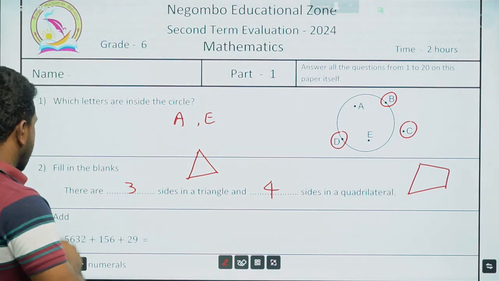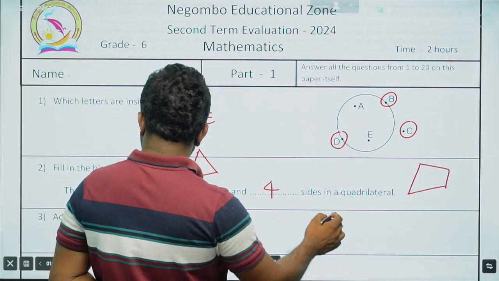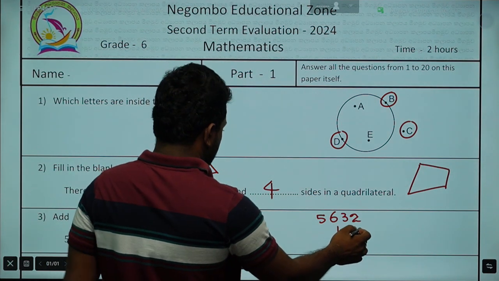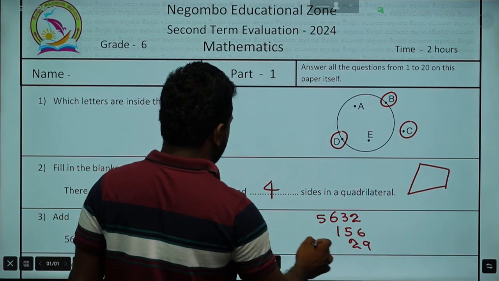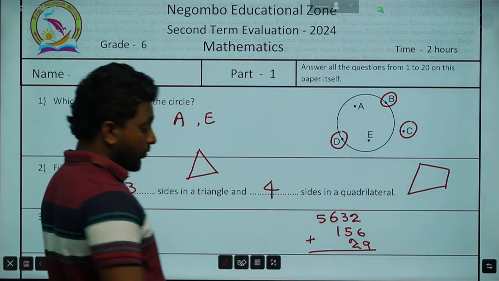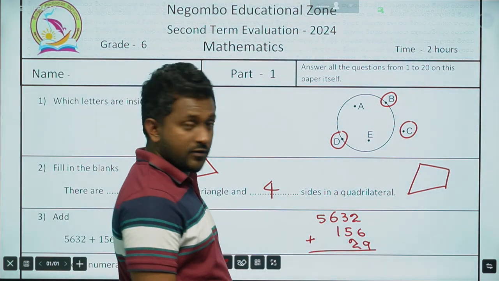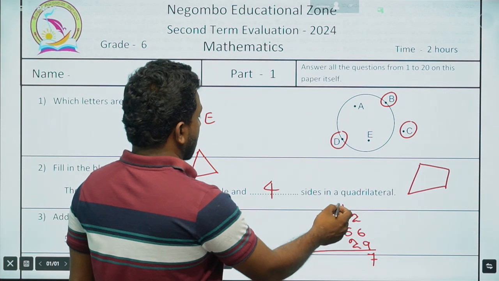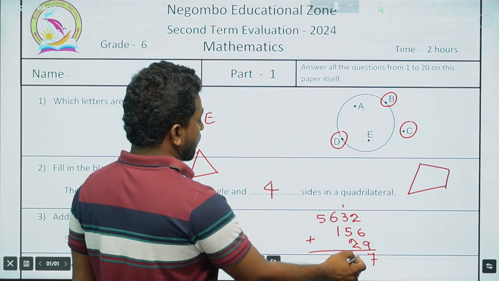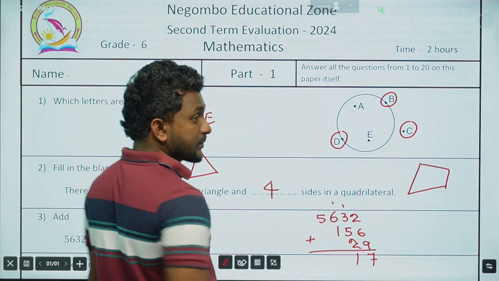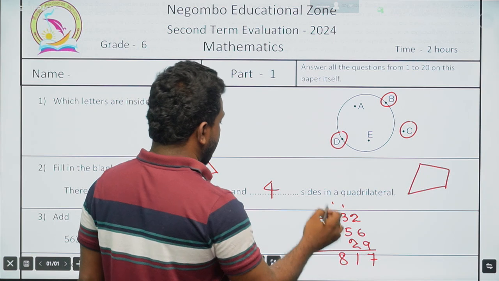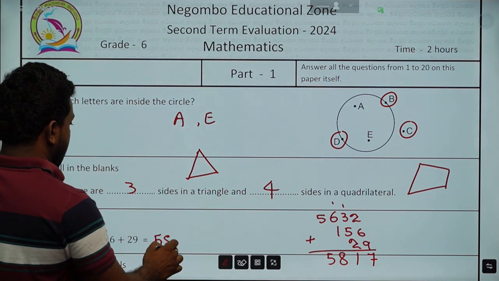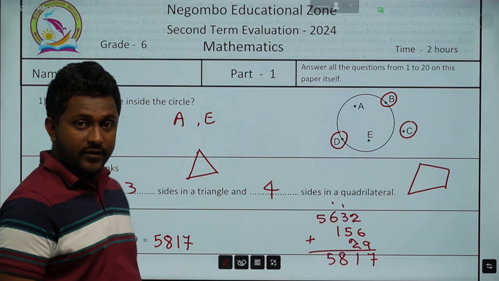Question number 3, add 5632, 156 and 29. We have to add them. So 9 plus 6 15, 15 plus 2 17, and remaining 1 plus 3 4, 4 plus 5 9, 9 plus 2 11, again 1 remaining, 1 plus 6 7 plus 1 8, and here 5. So what is the answer? 5817. Right? Next one.